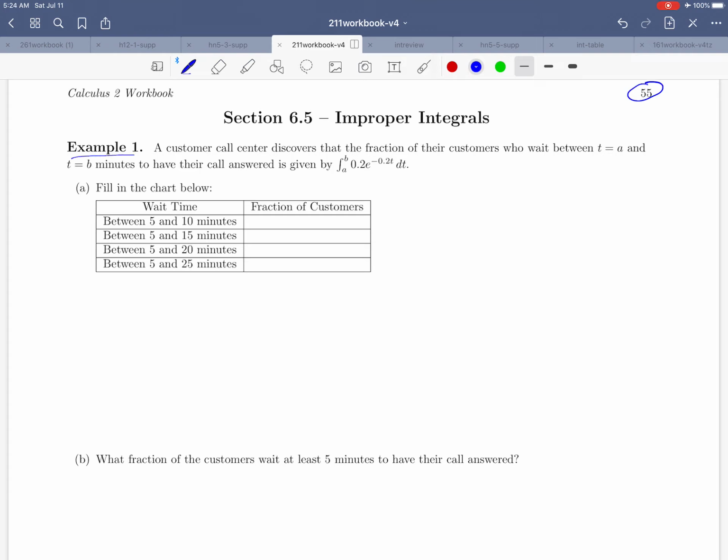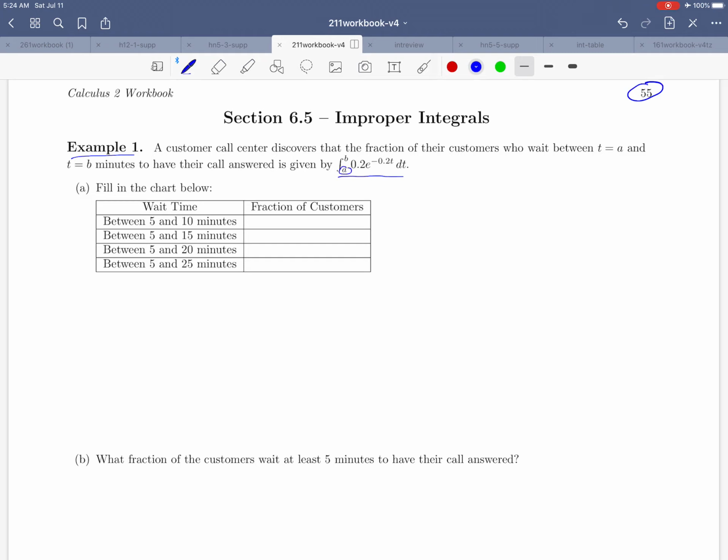So we have a customer call center. They do a study and discover that the fraction of their customers who wait between t equals a and t equals b minutes to have their call answered is given by the integral from a to b of 0.2 e to the minus 0.2t dt. Okay, so the integral that we're staring at here is a way of measuring how many customers have to wait a certain amount of time.